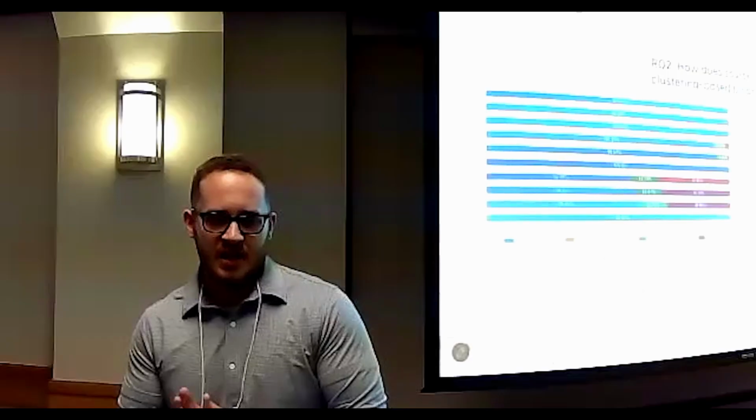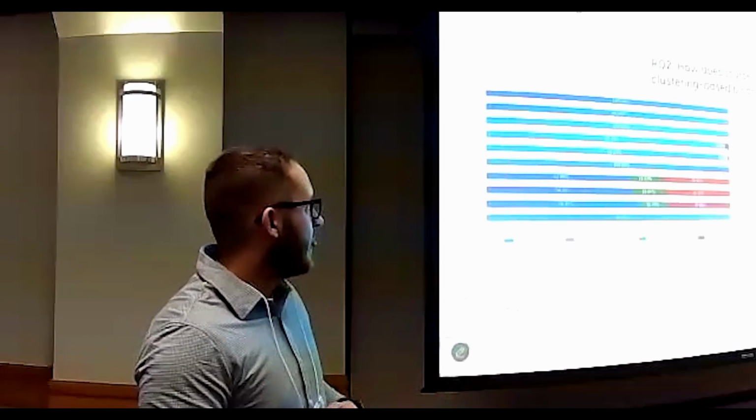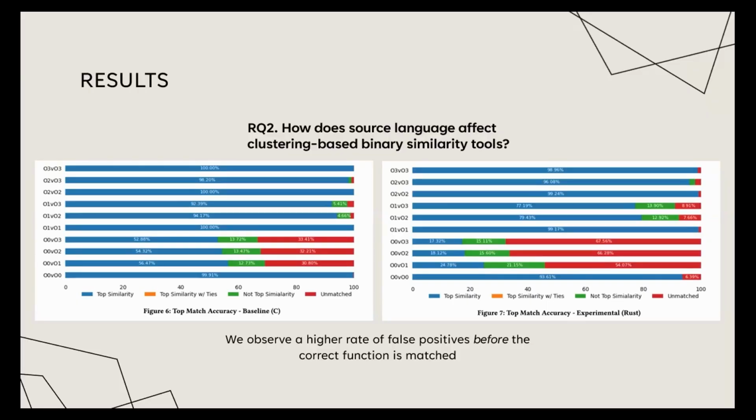That necessitated some additional questioning. Our second research question was, how does source language affect clustering-based binary similarity tools? What we'd expect from BSIM is, even if a result had a low similarity, we would expect the correct result to have the highest similarity out of all of the results it returned. That would be the expectation, correct? Well, it didn't really happen. On the left side, again, we have C. On the right side, we have Rust.